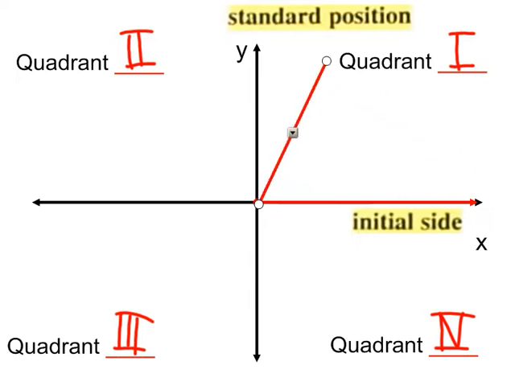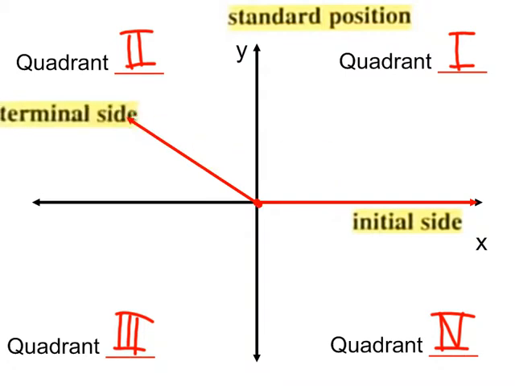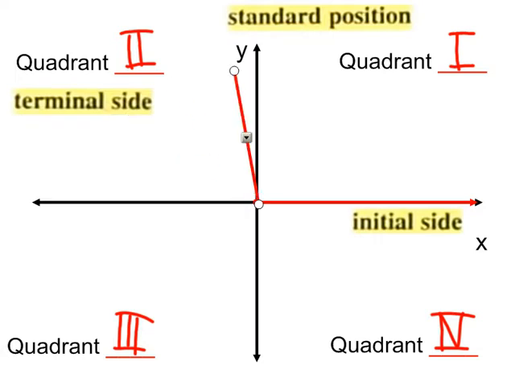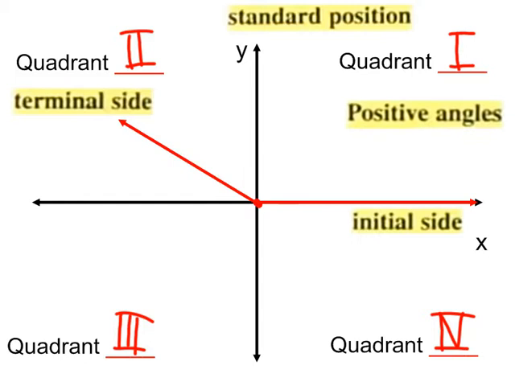Now, as I move through, whether I move through in this direction or the other direction, wherever I end up, that would be called our terminal side. So there's an initial side and a terminal side to each angle. And notice that I was moving in the counterclockwise direction, and I refer to that as a positive angular motion. So when you move counterclockwise, that means you're going to get a positive angle.